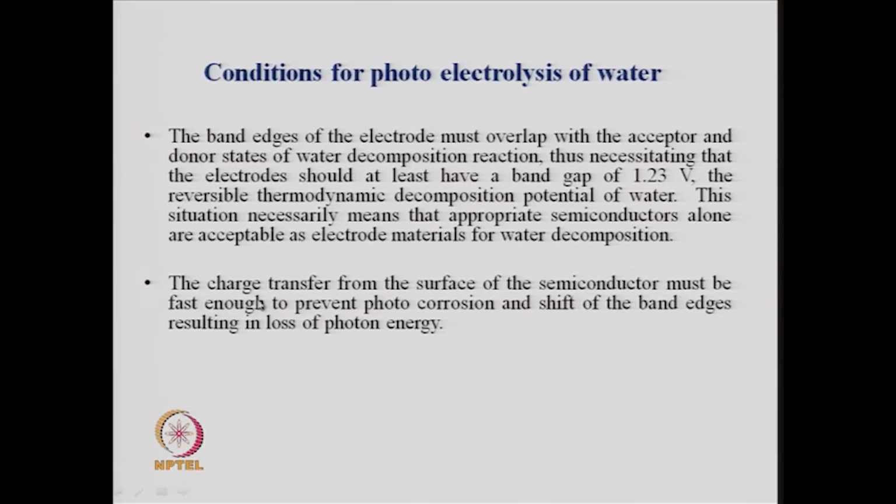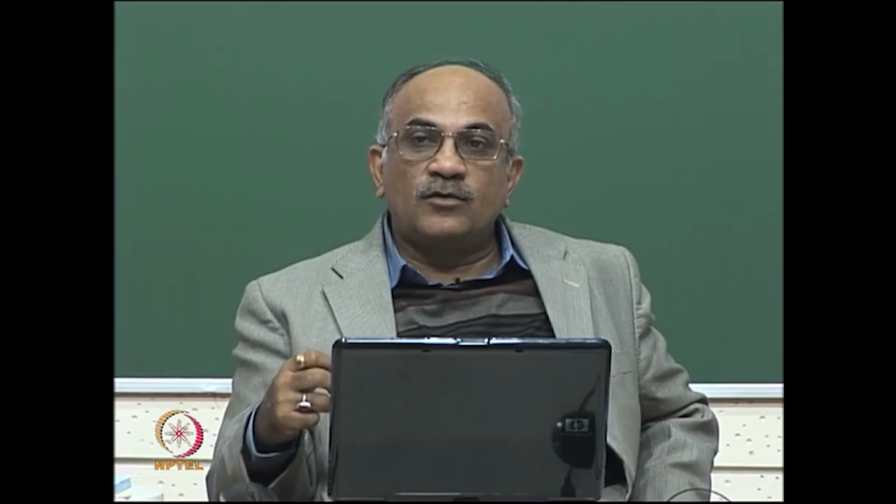The other important condition is that the charge transfer from the surface of the semiconductor must be very fast to prevent recombination of the electrons and holes and to prevent photocorrosion. So, the photocorrosion will lead to a shift of the band edges and result in loss of photon energy. So, these are some of the conditions for having efficient splitting of water through photoelectrochemical processes.